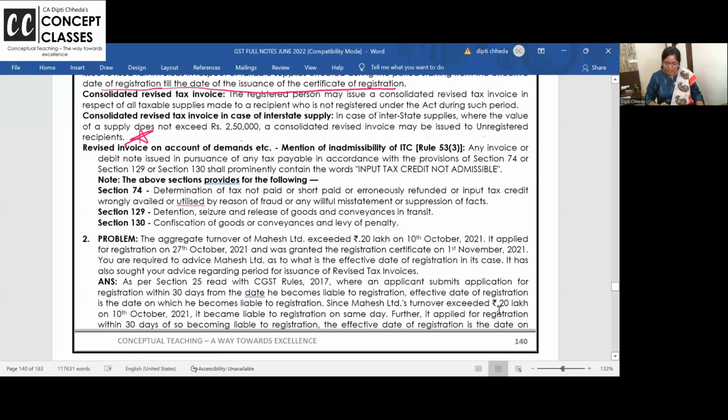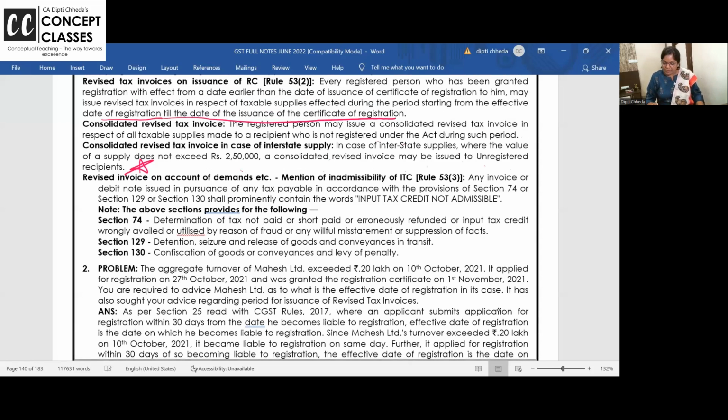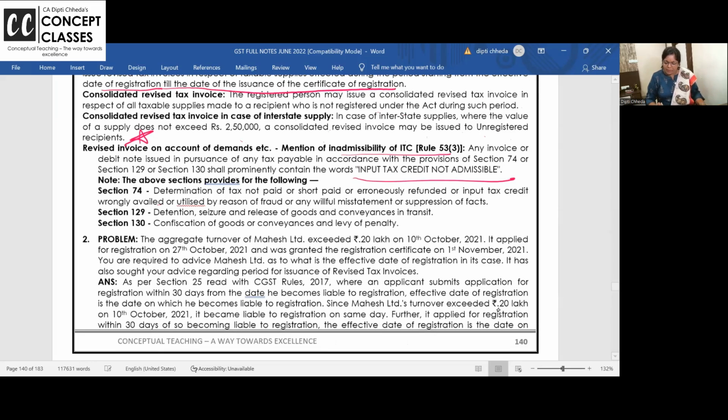Let us go to the next part. Revised invoice on account of demand. Mention of inadmissibility of ITC. I told you if there is a fraud or suppression of GST or wrong claiming of ITC and you are liable to pay tax, you will not get ITC on that tax. Ma'am, I did pay the GST, no. An invoice or debit note issued in respect of tax payable in accordance with sections 74, 129, 139: boldly write on the invoice that input tax credit is not admissible.